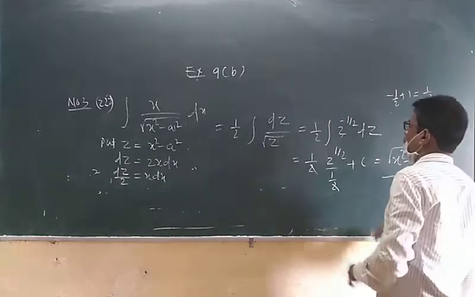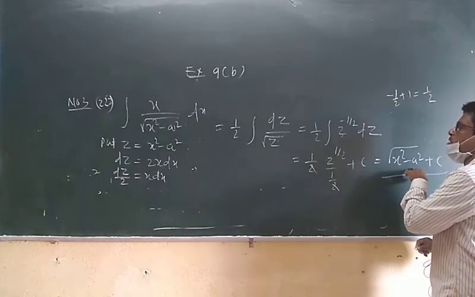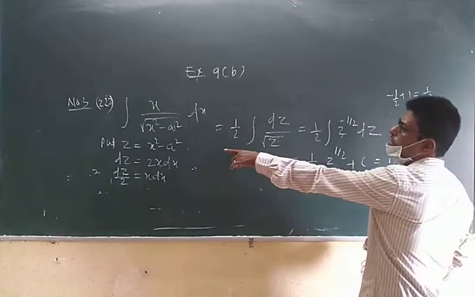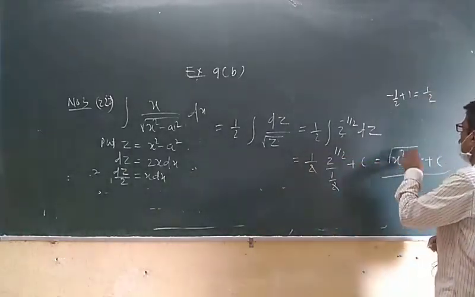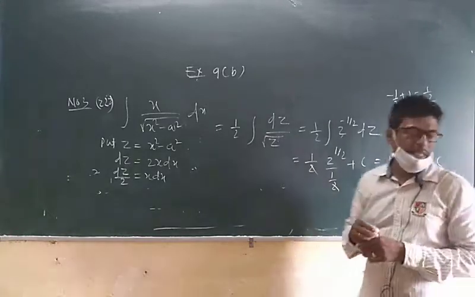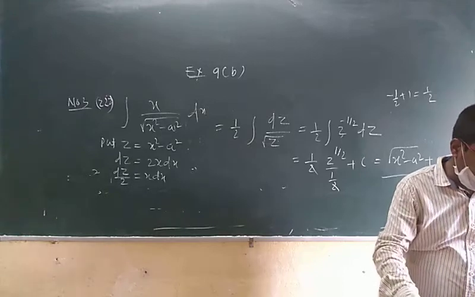That's your answer. Look, z to the power half means root over x square minus a square. The value of z is equal to x square minus a square. So that is root over x square minus a square plus c. That is your answer of number 3i. Now number iv, you look in your books.